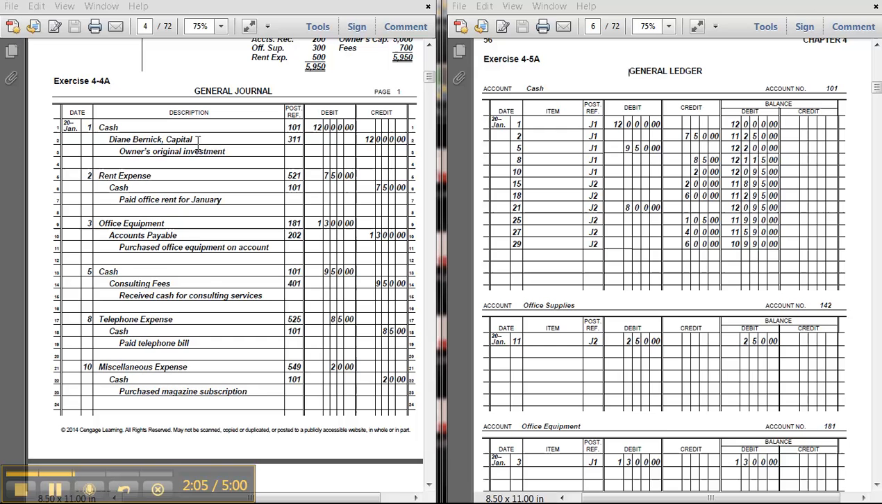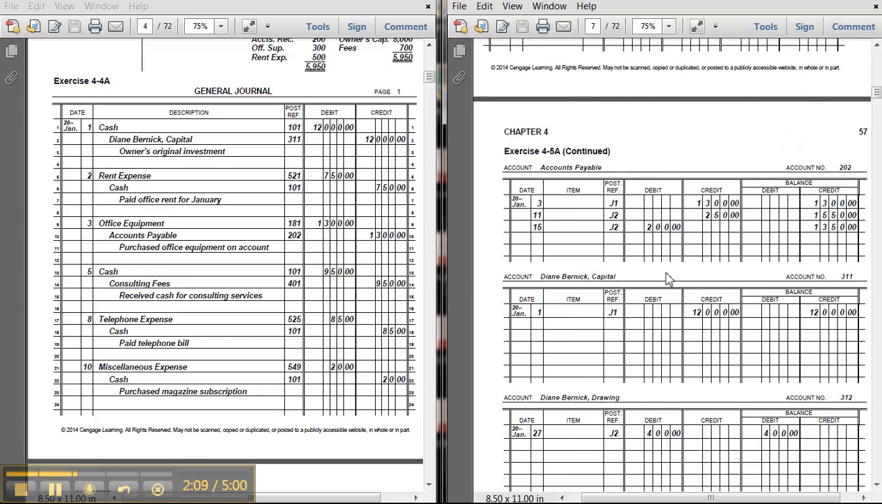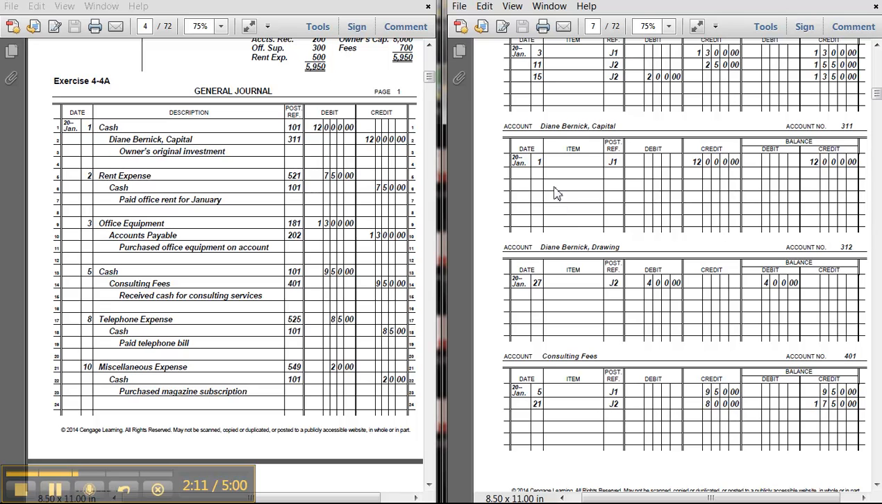So now my next one is I credited capital for $12,000. So I'm going to go over here and I'm going to scroll until I find my capital account, and here it is. So I put in the year, the month, and the day, and I credited it for $12,000. Again, this didn't have a beginning balance, so its new balance is a $12,000 credit.